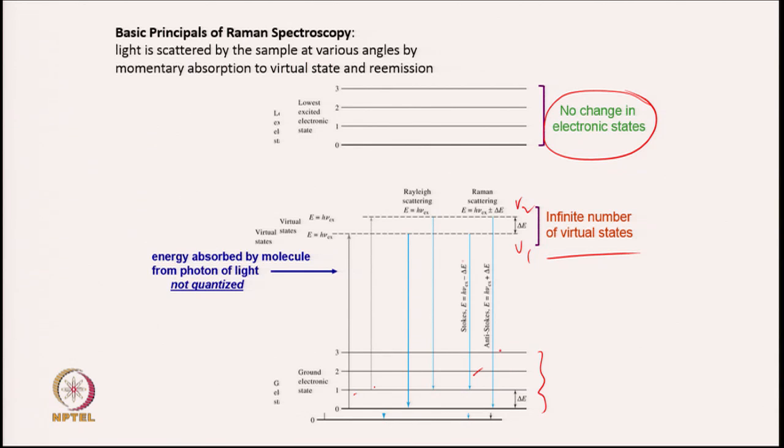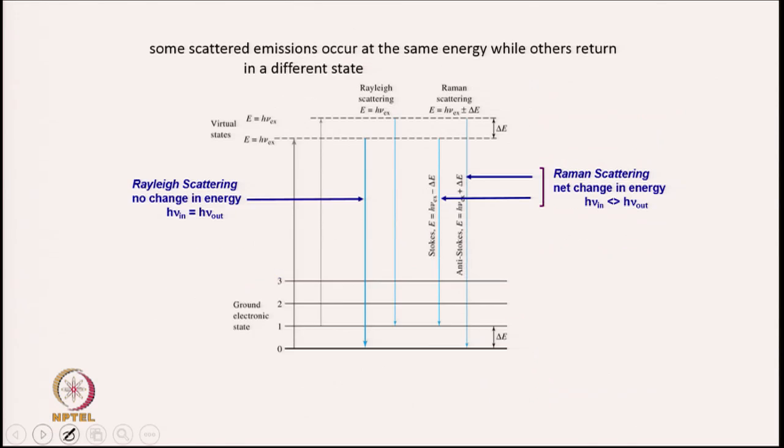In anti-Stokes, the excitation is from V equals 1 to virtual state V2, but when it comes back, it goes from V2 to V equals 0. So here E is higher than h nu excitation, higher by delta E, and this is called the anti-Stokes line. So you have two different kinds of lines, a Stokes line and an anti-Stokes line.